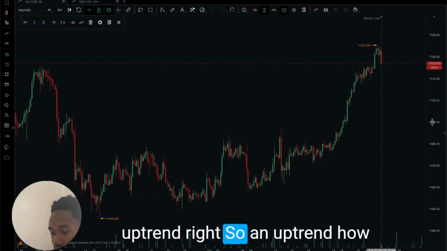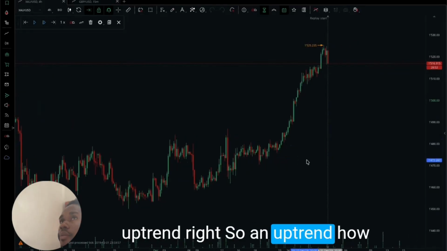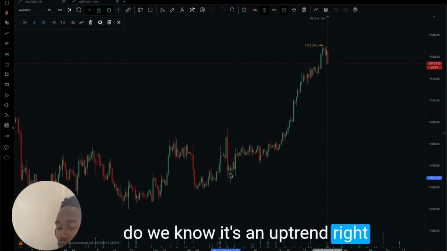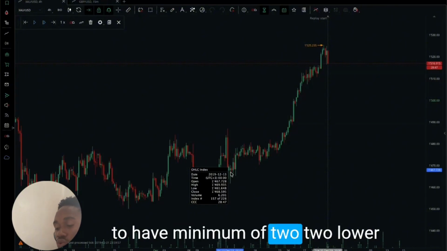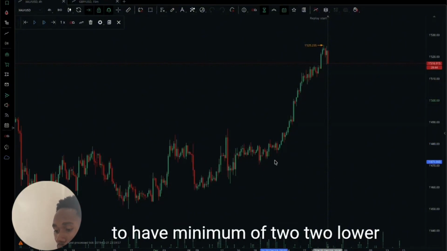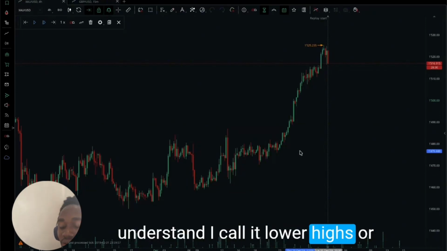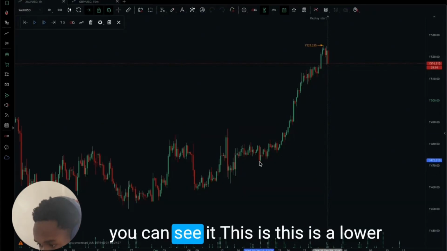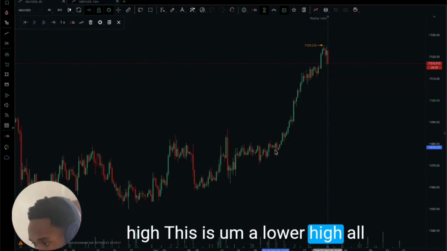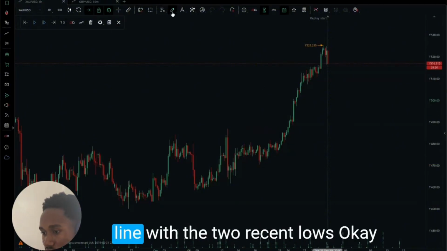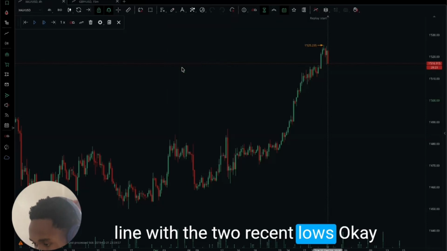So an uptrend. How do we know it's an uptrend? To know the uptrend, you need to have a minimum of two higher highs and two higher lows. You understand? Probably lower highs or higher lows, anyone. So basically, you can see here, this is a lower high. This is a lower high. So I want to draw my trend line with the two recent lows.